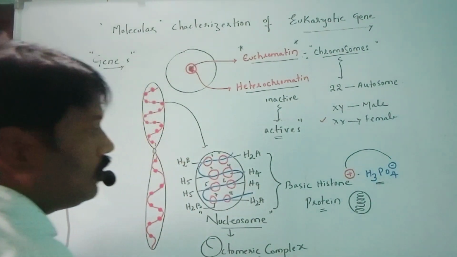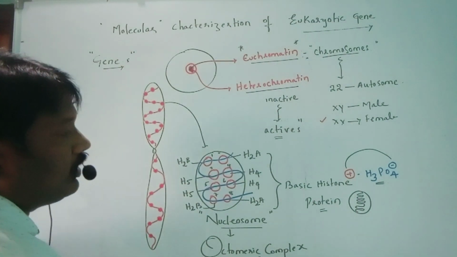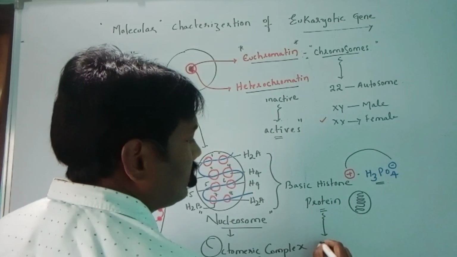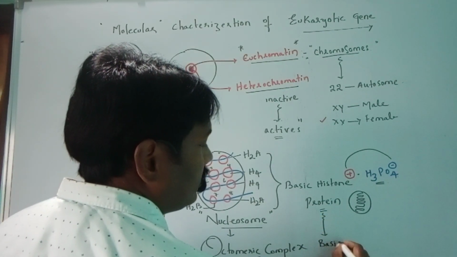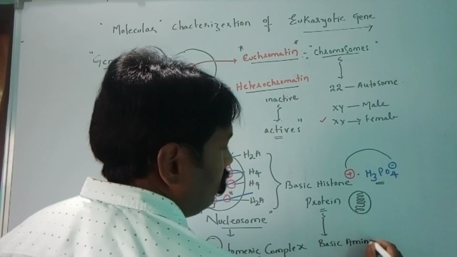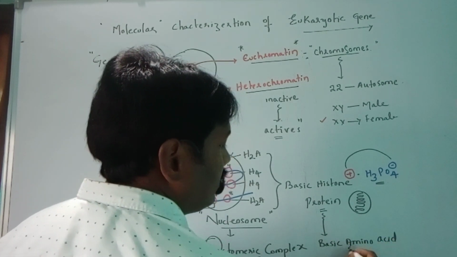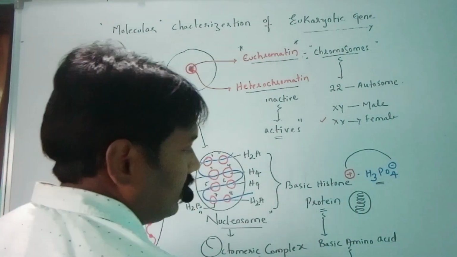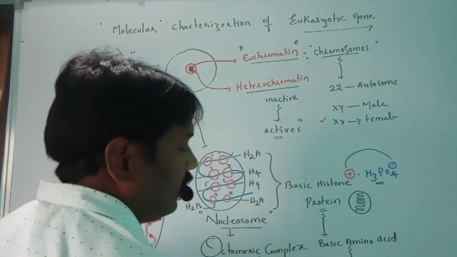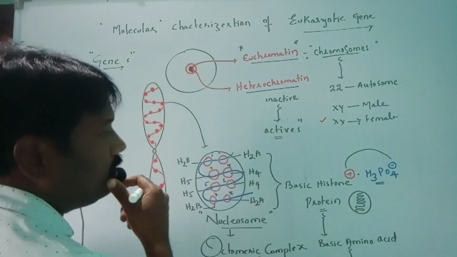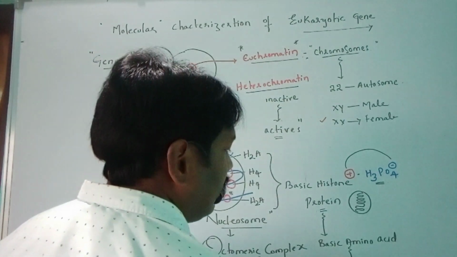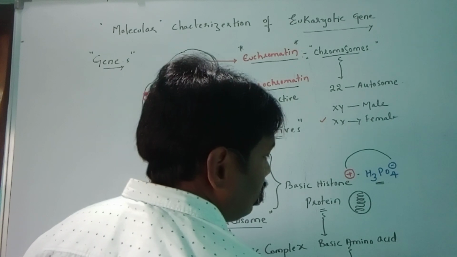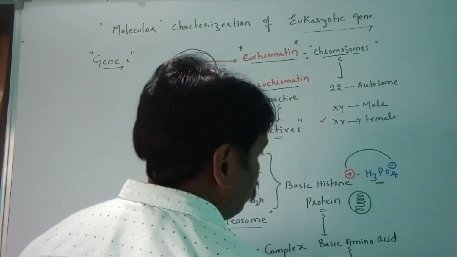One interesting fact here is that these basic histone proteins are made up of basic amino acids. What are the basic amino acids? From an entrance exam point of view, in any common entrance examination in life science, we find the basic amino acids responsible for the formation of basic histone proteins: lysine and arginine. Important, right.